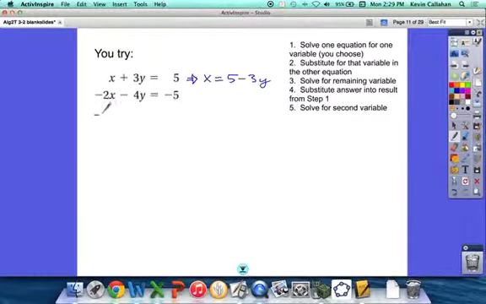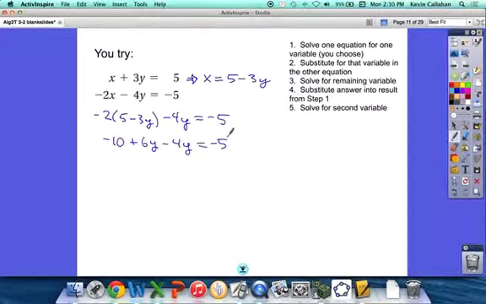Plug in. Negative 2 times 5 minus 3y minus 4y equals negative 5. So now we have one equation, one variable, solve. Negative 10 plus 6y minus 4y is negative 5. Combine like terms. Negative 10 plus 2y is negative 5. Add 10. 2y equals 5. y equals 5 halves.